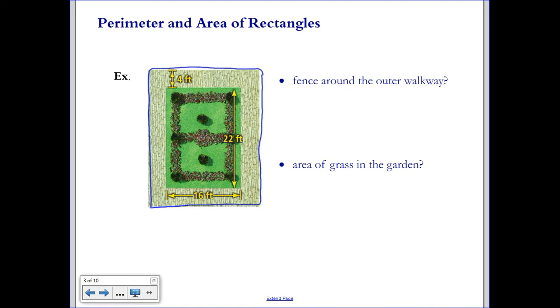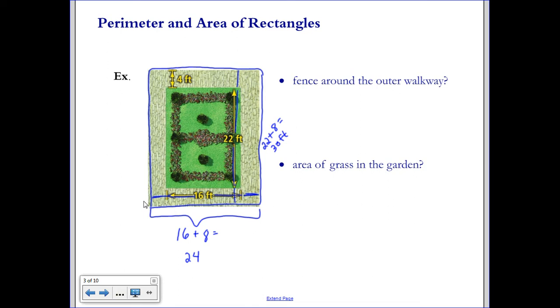The only tricky part is figuring out the length and the width of the outer rectangle. So this distance here is not just 16, because 16 is only the inner garden. It's going to be 16 plus 4 feet of the walkway on the left and 4 feet of the walkway on the right. So 16 plus 8, which is 24 feet. And then same on the other dimension, we want to do 22 feet for the inner garden, plus 4 feet on either side. So 22 plus 8, and that'll be 30 feet on that side.